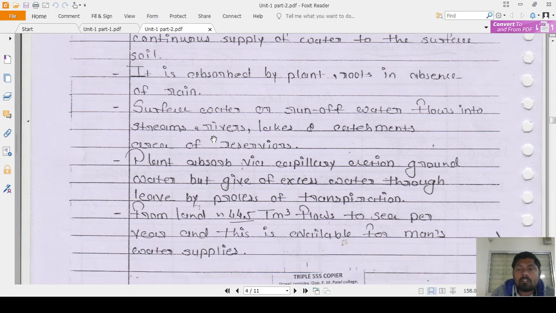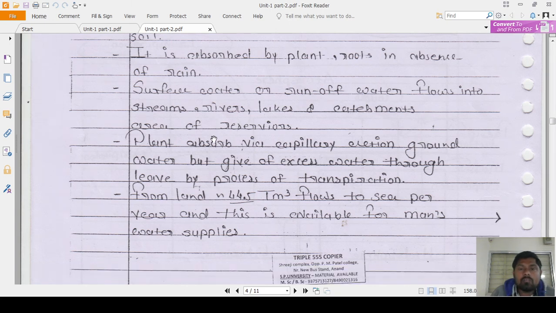Surface water or runoff water flows into the streams, rivers, and lakes. So, all these things are the circulation of water. Plants absorb groundwater by capillary action, but give off excess water through the leaves, which is the process of transpiration.